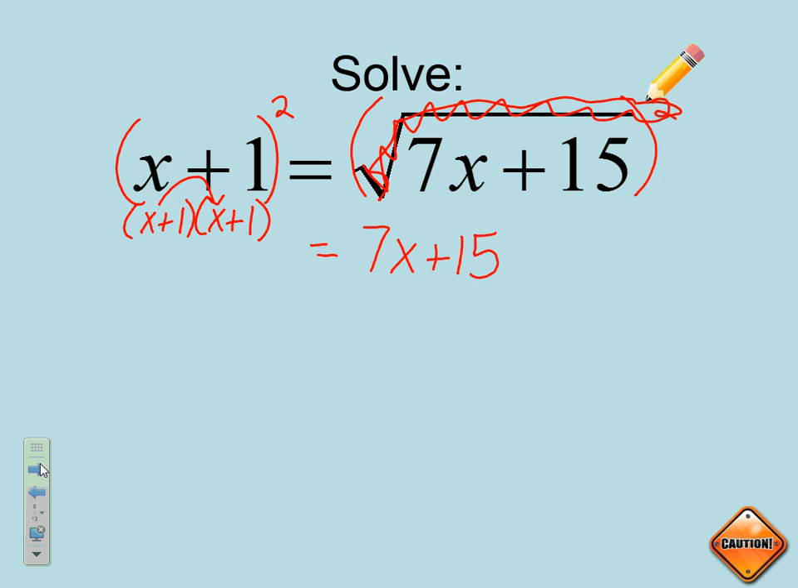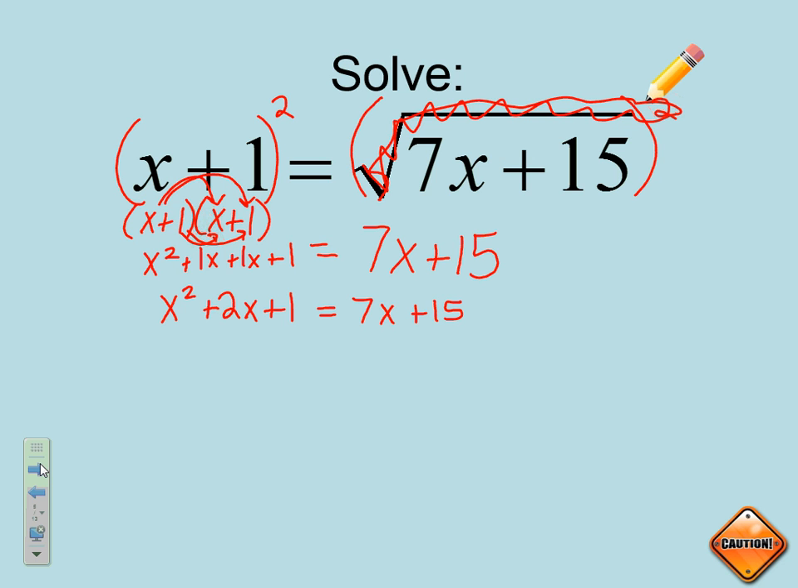And then we distribute: x squared, 1x, another 1x, and 1. So this side of the equal sign becomes x squared plus 2x plus 1. And the other side is still 7x plus 15. Well, now that everybody's out of their radical here, and we have some x's we can try to solve for, I think I want to bring these x's and constants over to hang out on the same side.